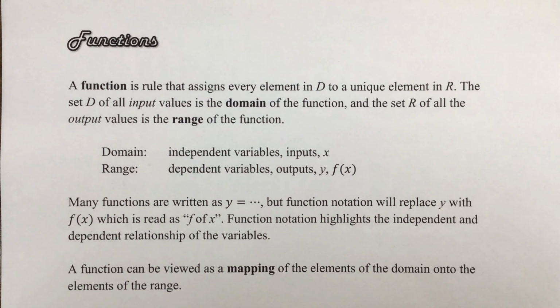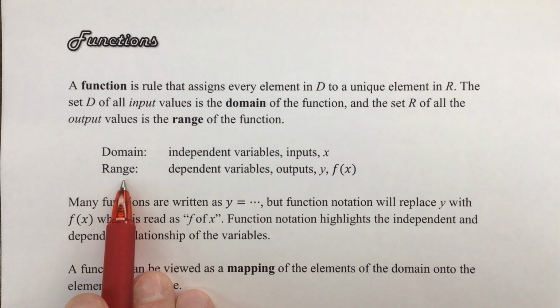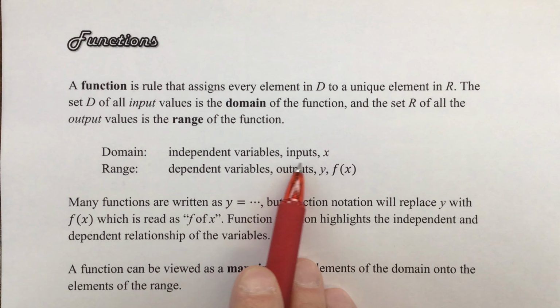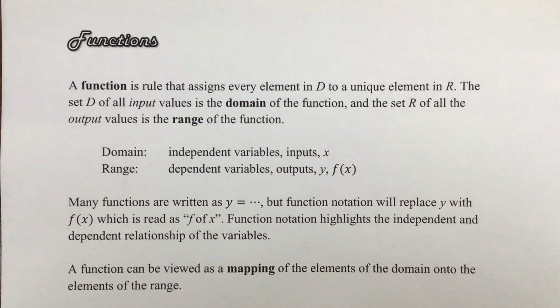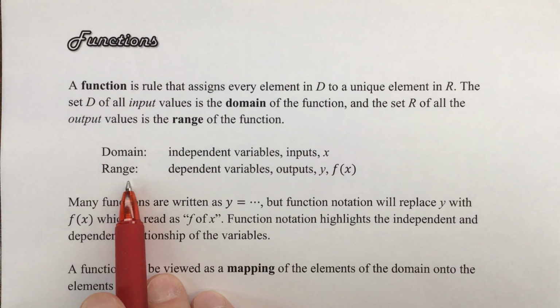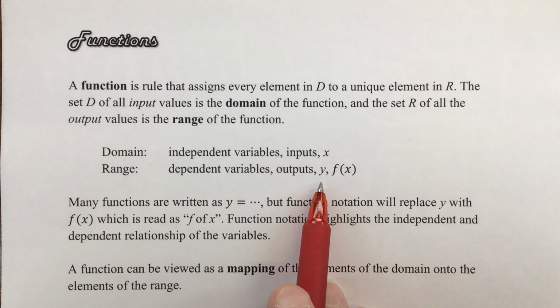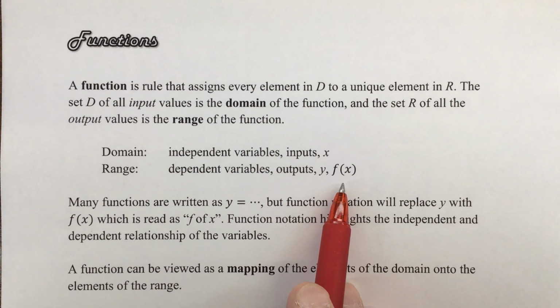So, some other ways that we can refer to domain and range. The domain is the independent variable. It's also called the inputs, and we usually go with the variable X. The range will be the dependent variable, also called the outputs. We usually go with the variable Y, and when we start talking about this as a function, we tend to replace the Y with f of X. That is read as f of X.